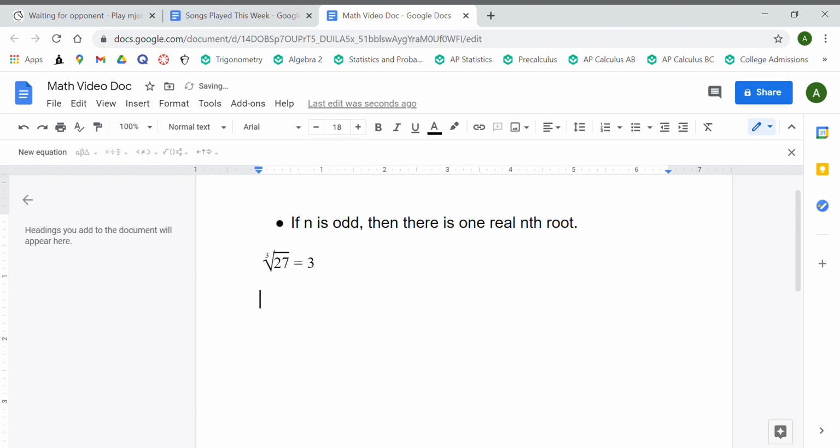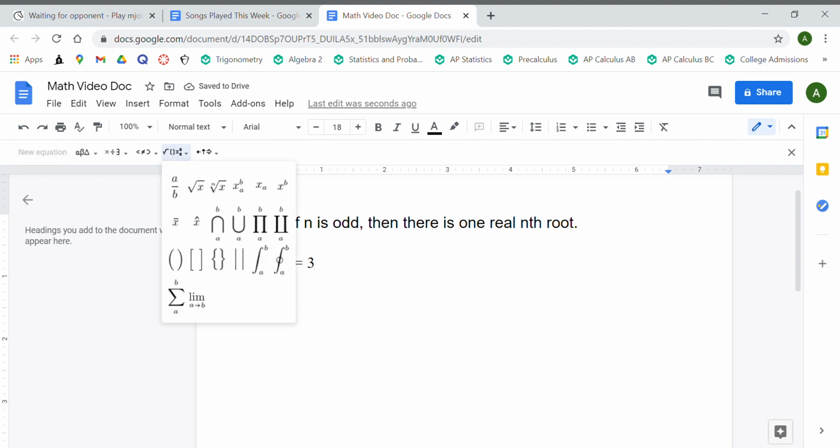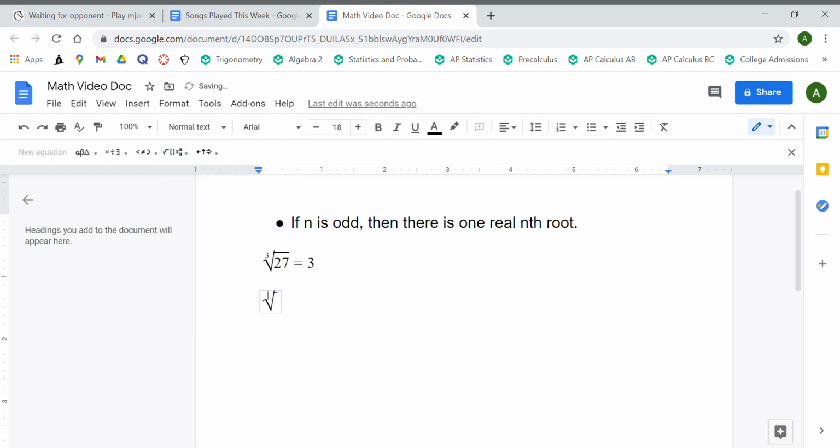Now this can work on negative numbers as well. Say we have the cube root of negative 64. What's the nth root of that? The correct answer should be negative 4, if you know that 4 cubed is 64.